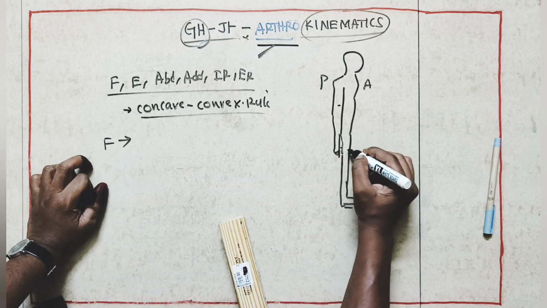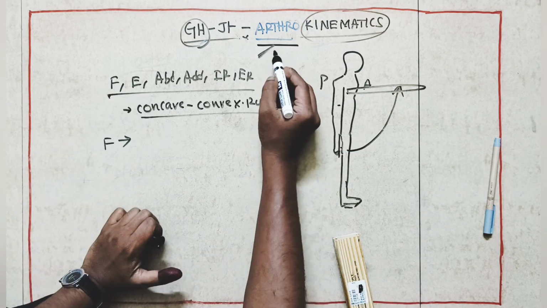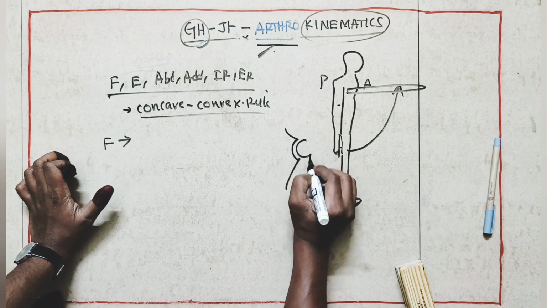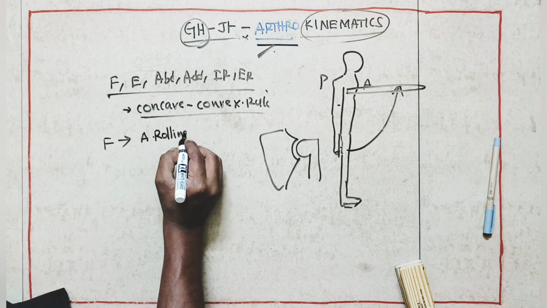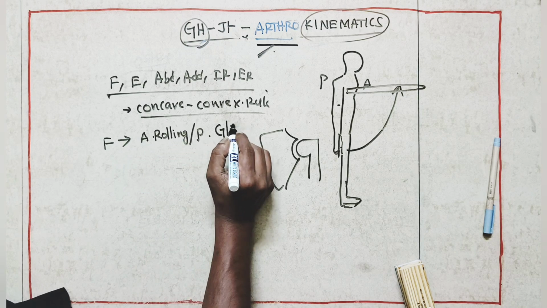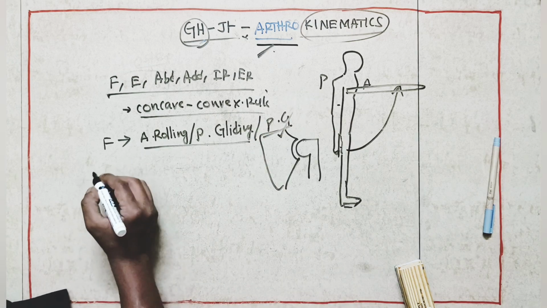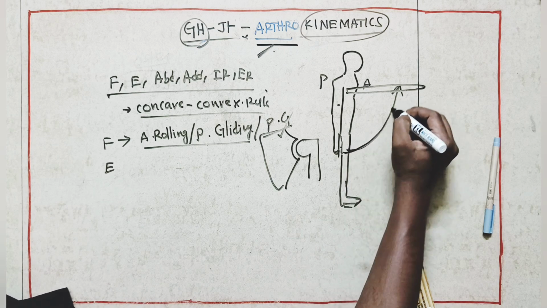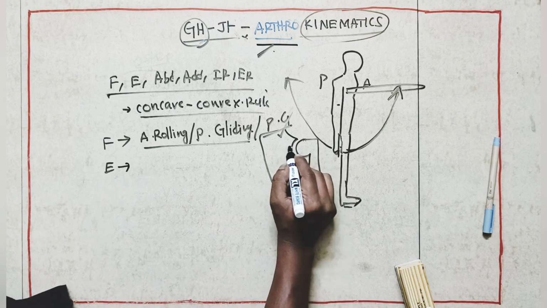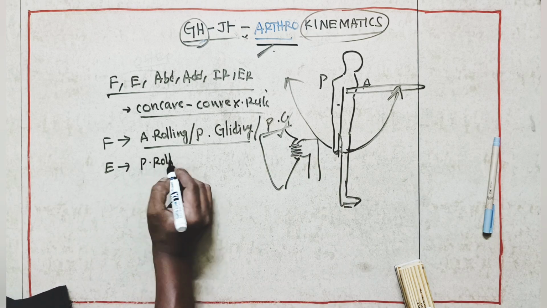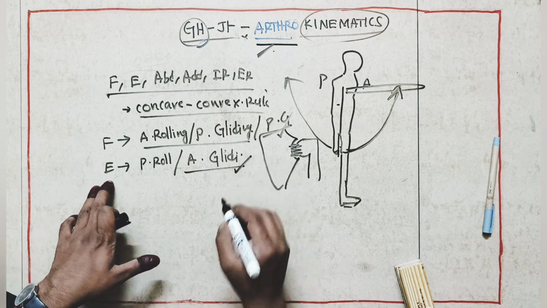Flexion means the patient can lift his upper limb like this. While the patient is doing this, what kind of arthrokinematics happens between the articular surfaces? Here the arthrokinematics is anterior rolling and posterior gliding. Simply we can say posterior glide. Extension means the patient moves back, like this. Here there is posterior rolling and anterior gliding. Simply, for extension we say anterior glide.